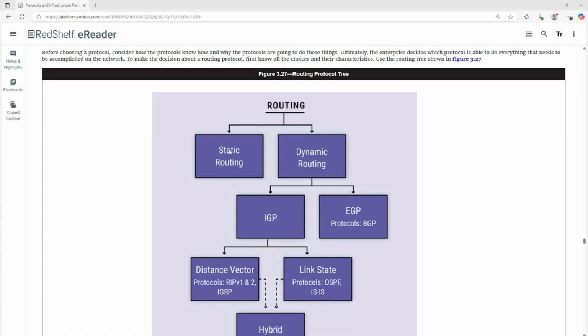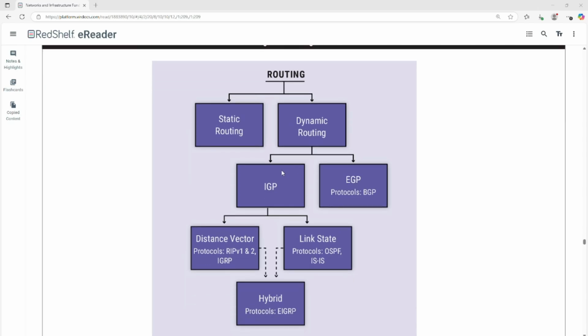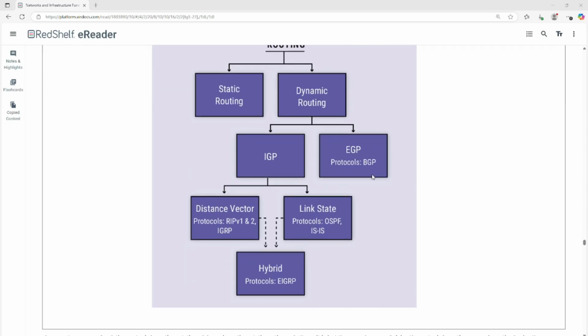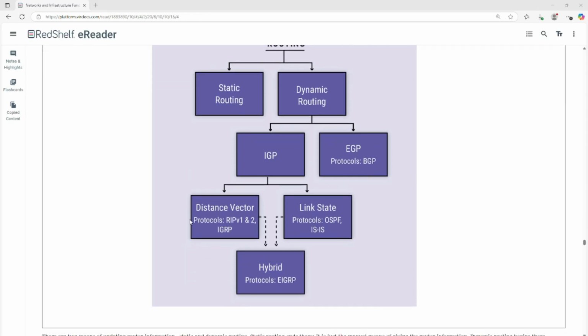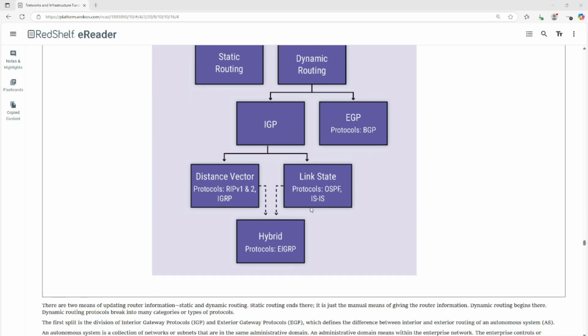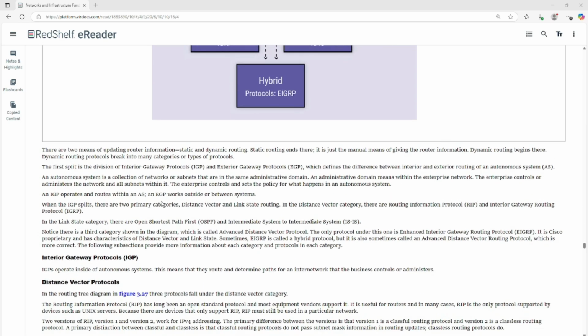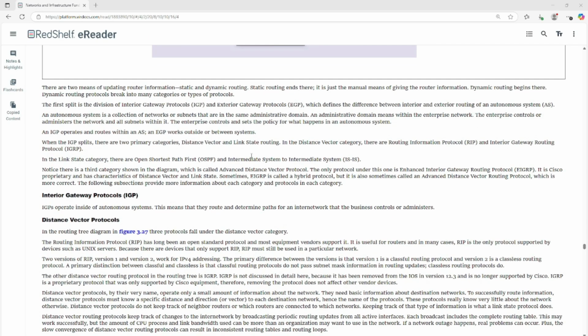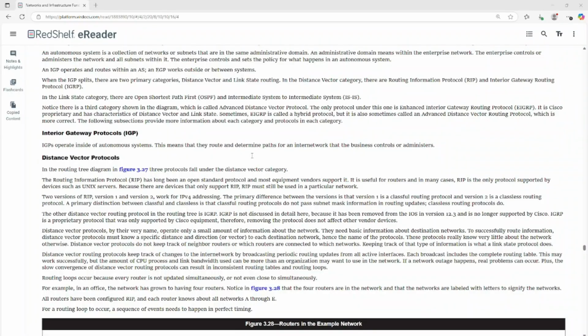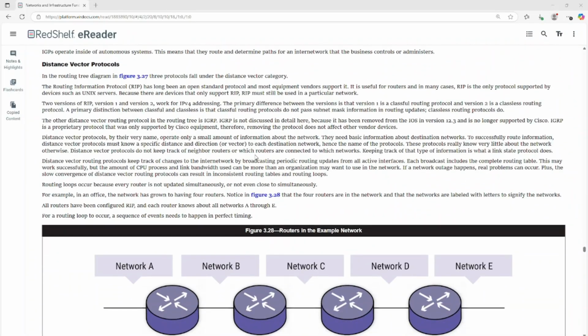Got static routing on the left, dynamic routing on the right. We've got the IGP, EGP, distance vector protocols, link state, hybrid. You can read that for better understanding. This is not necessarily important for the exam, but it's very important for you to read and understand various details of the various routing protocols.